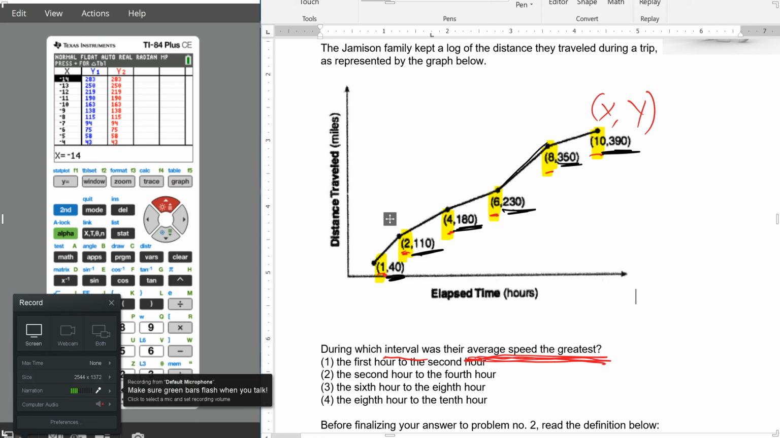You might notice this right away looks the steepest, but you'll see soon that it's a little bit of a trick question. So if we just subtract 110 minus 40, we see that we went 70 miles. 180 minus 110, that's also 70 miles. 230 minus 180, that's 50. 350 minus 230, that's 120 miles, and 390 minus 350 is 40 miles. So certainly you would think that 120 is the biggest jump that we see.